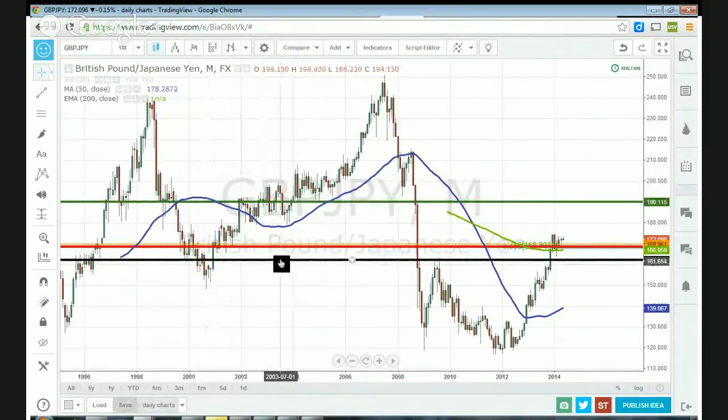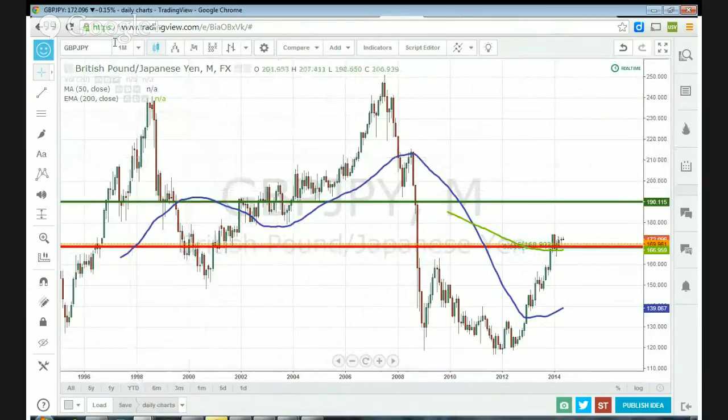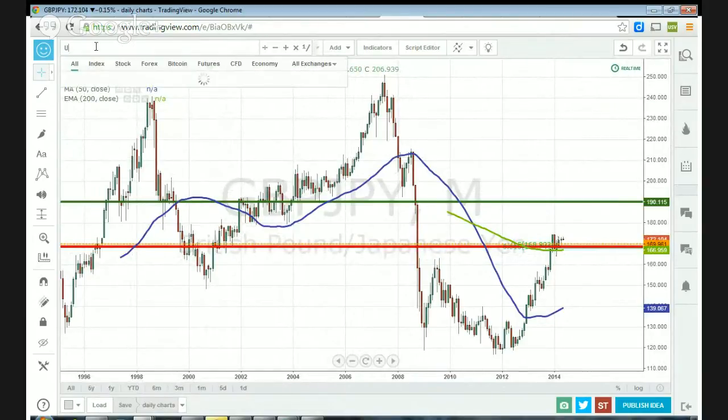And actually, I can delete this 162 line. Okay, now we also have dollar yen.